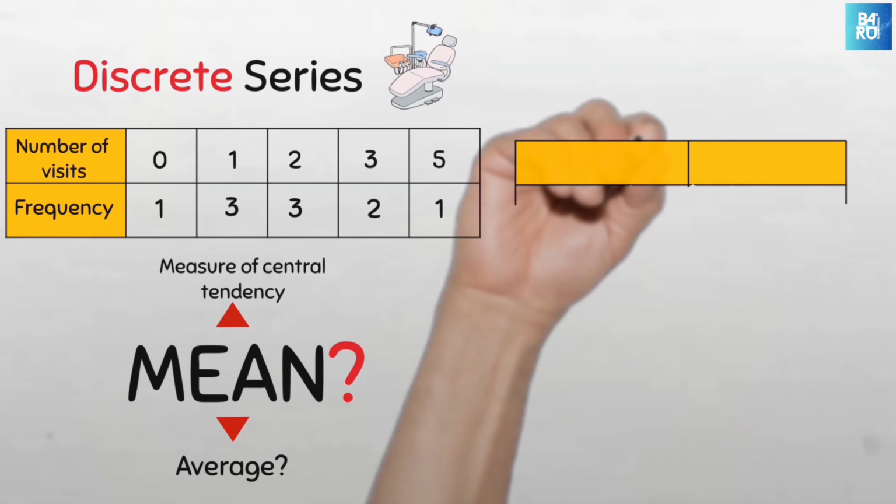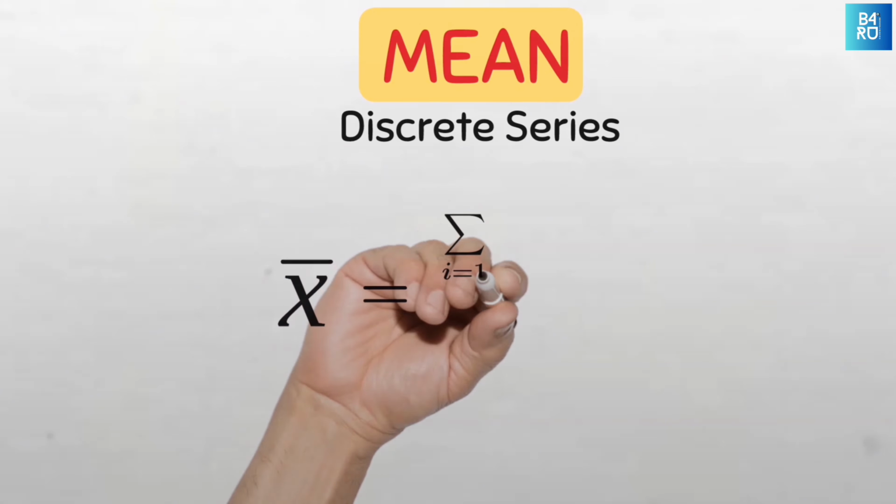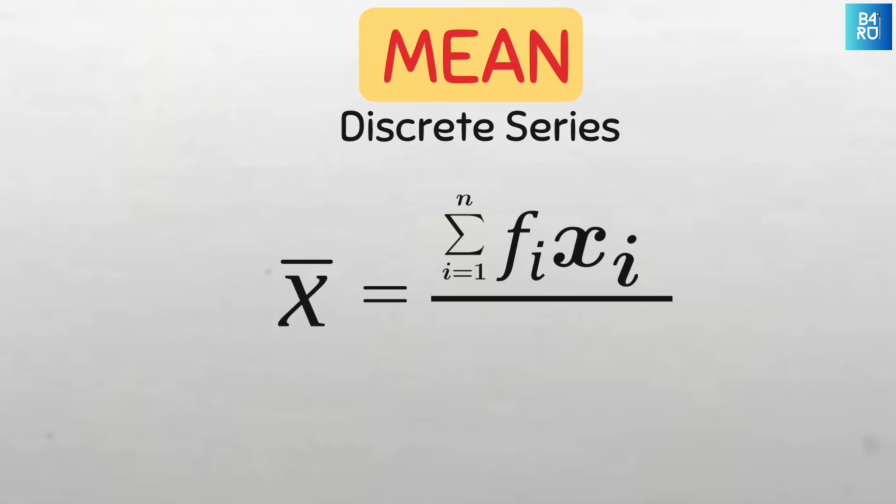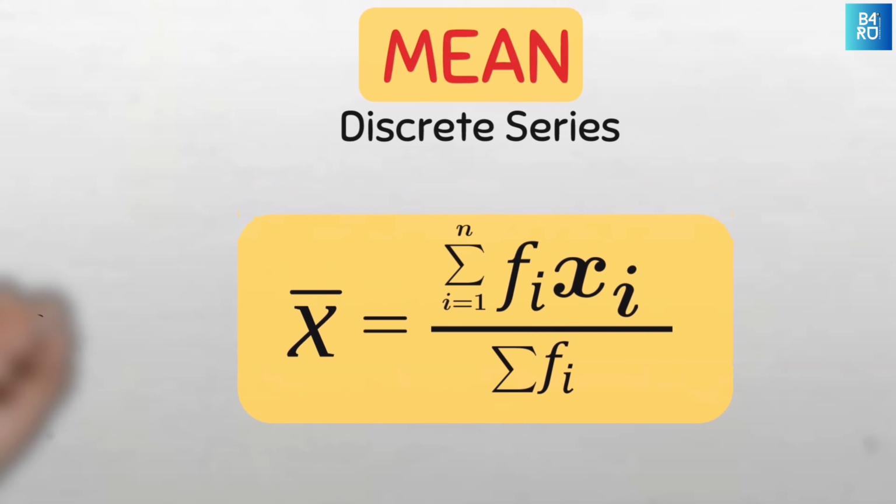X bar is equal to sigma from i equals 1 to n of f sub i multiplied by x sub i, divided by sigma f sub i. This means the sum of the product of each frequency and each value in the dataset from the first value to the last value of x, all divided by the sum of all the frequencies, which is the same as the number of values. Here, x bar is the symbol for the mean of the sample.